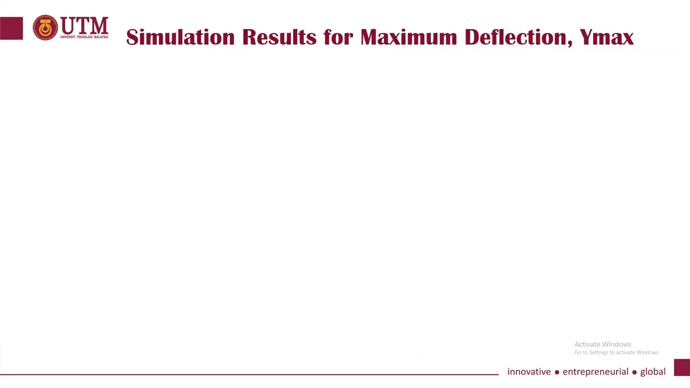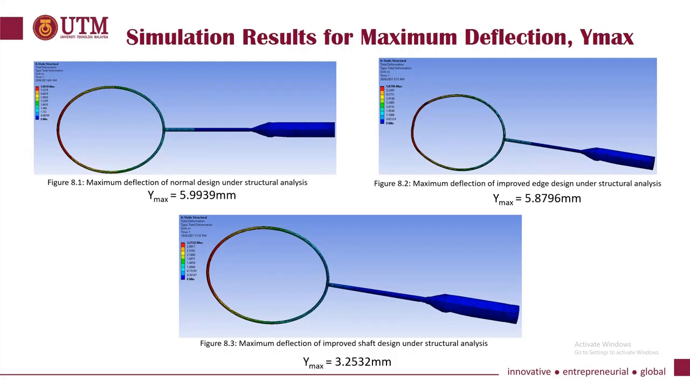Next, I proceed with the simulation results, starting with the simulation results for maximum deflection, Ymax. Figure 8.1 is the normal head shape and 0.4 cm radius shaft simulation, showing a maximum deflection Ymax value of 5.9939 mm, while in Figure 8.2, the Ymax for the improved edge design is 5.8796 mm. Ymax for the improved shaft design is 3.2532 mm in Figure 8.3.